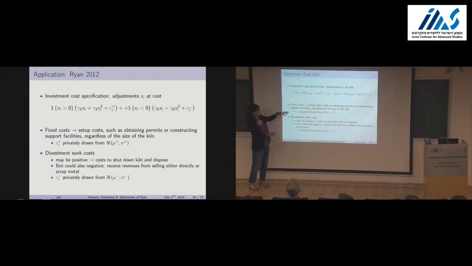He also allows for divestment. This goes back to a question we had yesterday. You have divestment sunk cost that may be positive because it might actually be costly for you to dispose of the kiln. But of course, they could also be positive because you could sell off part of your capital equipment.